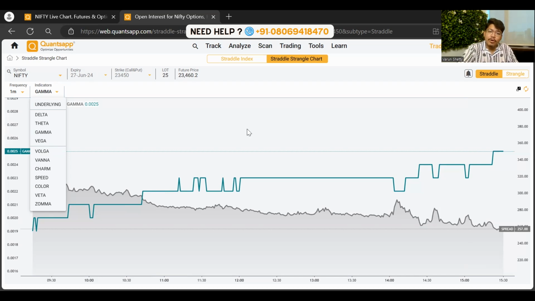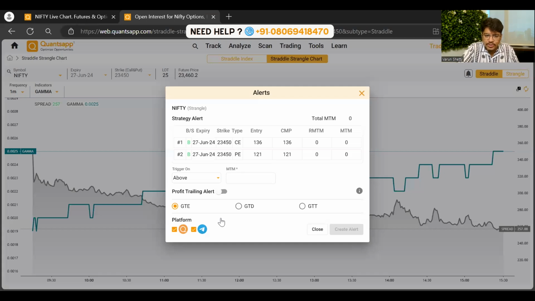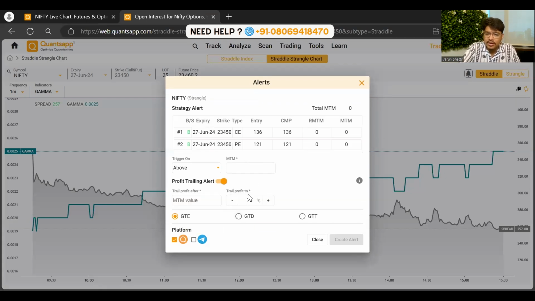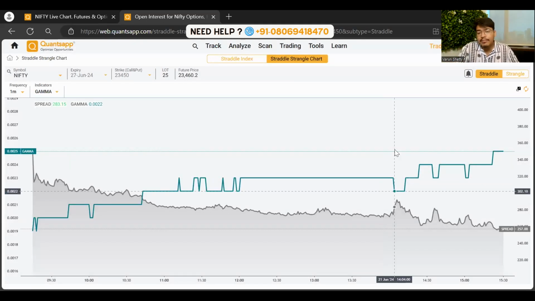Okay. One more final thing, you can set an alert as well. There's an option to set an alert on this particular strategy. So you can set a profit trailing alert, you can set an MTM alert, you can do whatever you want here. You can set these up on your Telegram and on your mobile app as well. Okay, so the alerts are also available in case you cannot spend a lot of time in front of the screen.